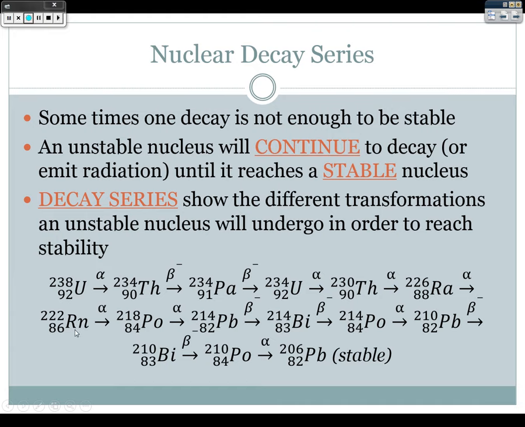radium-226, down to radon-222, down to polonium-218, down to lead-214, it'll beta down to bismuth-214, which betas into polonium-214, which alphas into lead-210, which betas into bismuth-210, which betas into polonium-210, which alphas into lead-206, which is stable. So I would never ask you to predict a decay series, but I might ask you to fill in the blanks on one.